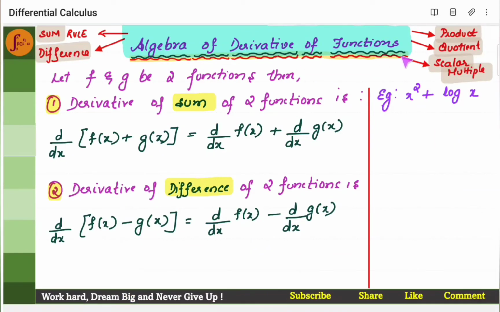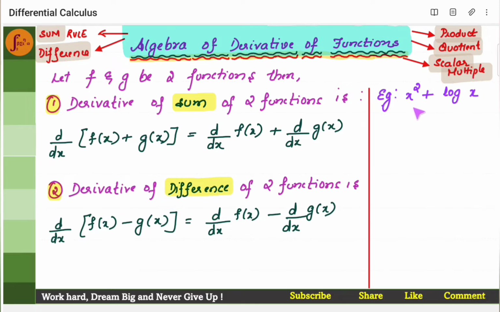Algebra of derivative of functions. There are 5 rules here, right? One is sum rule, difference rule, product rule, quotient rule and scalar multiple rule. Basically, how do you find the derivative of functions when there are addition of functions, subtraction of functions, multiplication of functions, division of functions and scalar multiple of functions.